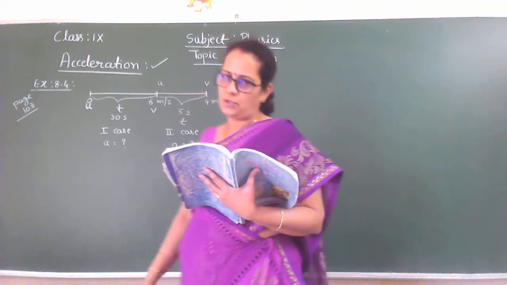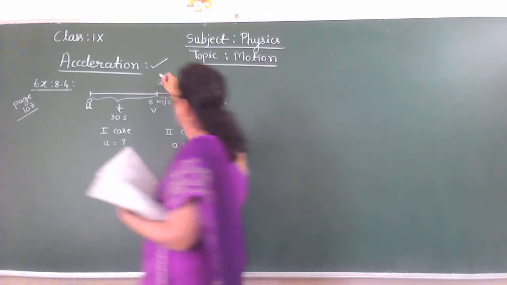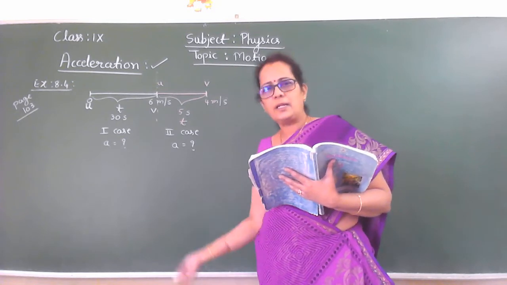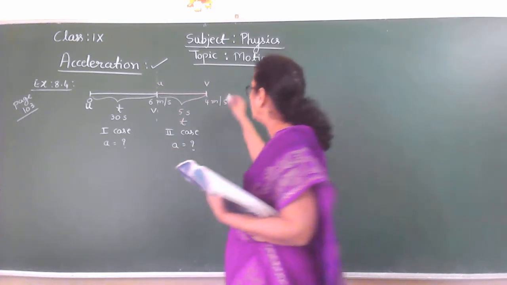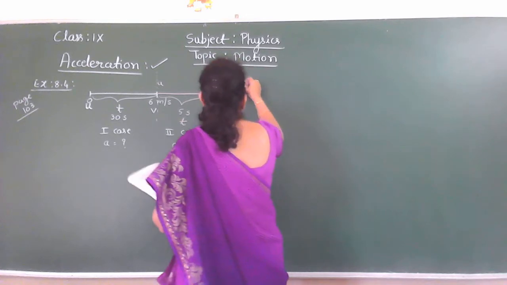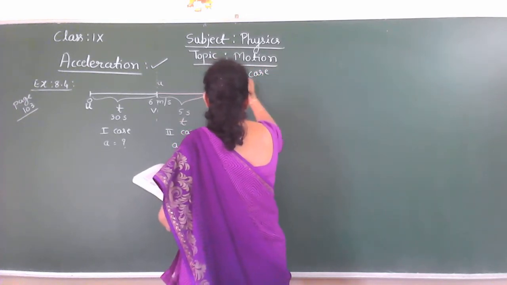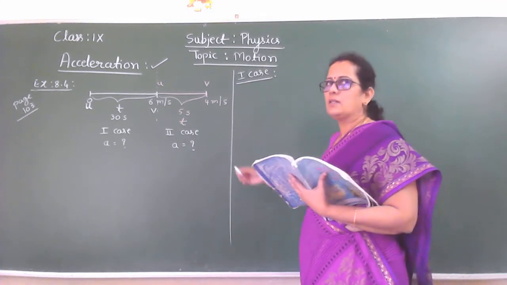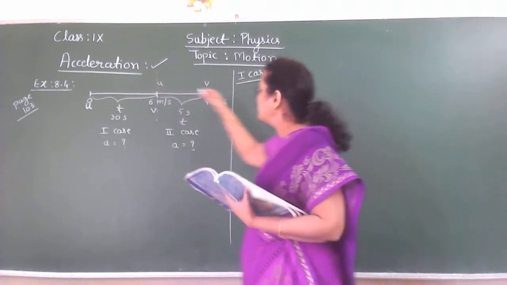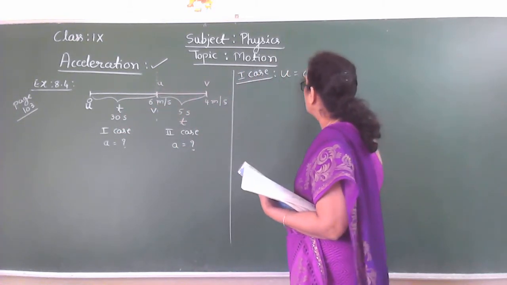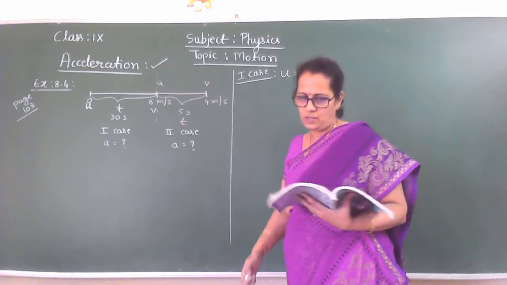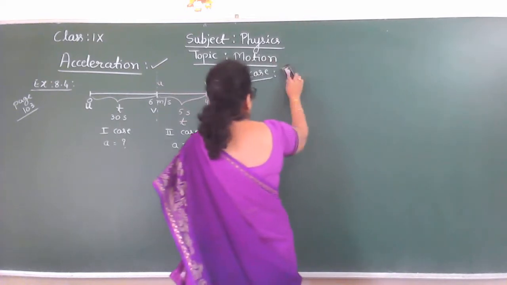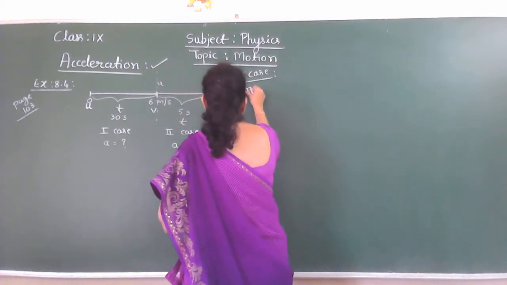I think you understood the question. You have to find out the acceleration in both the cases. Okay, children? So let us calculate the first case. First we will consider it. The initial velocity u is equal to 0. Initial velocity u is equal to 0.